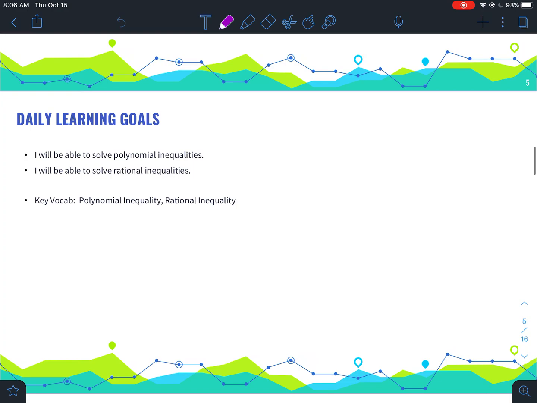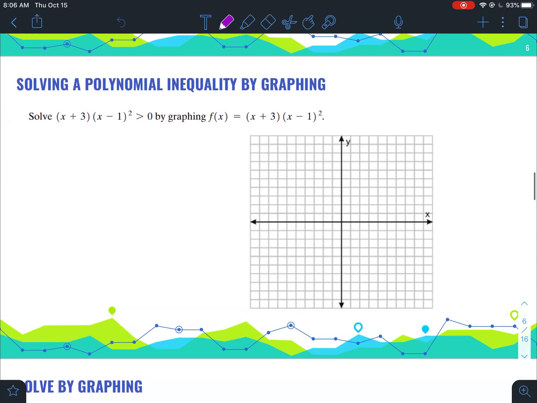So today we're going to talk about polynomial inequalities and rational inequalities and how to solve them and how to view their solutions algebraically and on their graphs. So, solving a polynomial inequality by graphing.